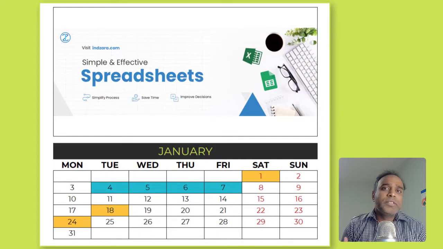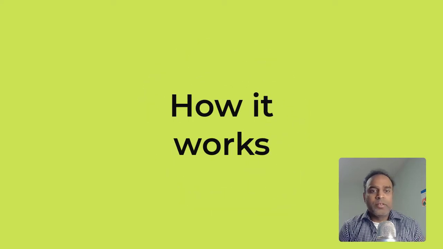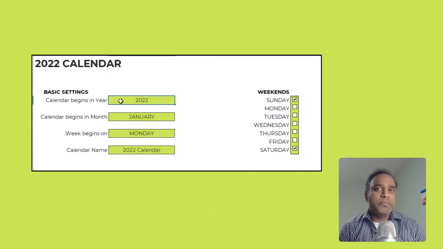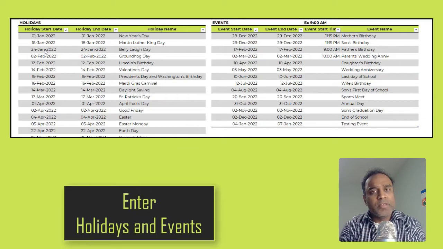On top of this, you can customize the colors, the font sizes, fonts, and so on to suit your personal preferences. So let me give you an overview of how this actually works. So you enter the year, starting month of the year, starting day of the week. You can give your calendar your own personalized name, and then you choose which days of the week are weekends.